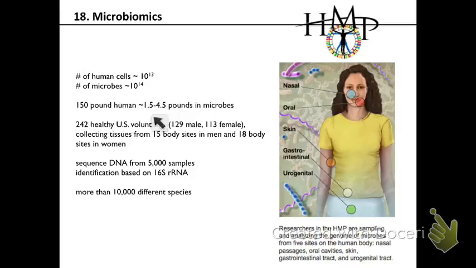So what they did is they recruited 242 healthy U.S. volunteers, this many males and that many females, and then they collected tissues from 15 body sites, right? These are not very invasive collections, so it basically was tongue and your nose and et cetera, right? And now they isolated DNA from each of these samples. So they had about 5,000 samples, and they sequenced the DNA.